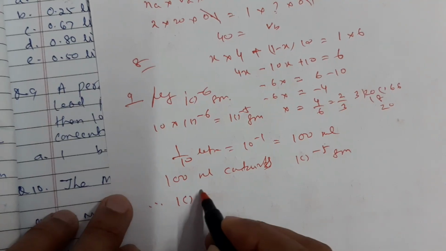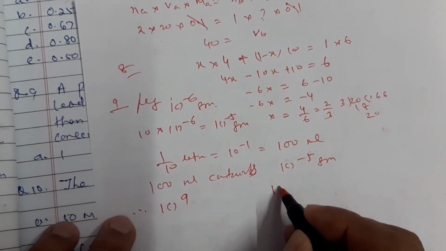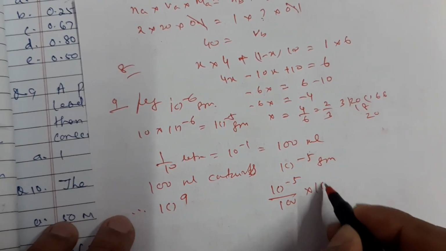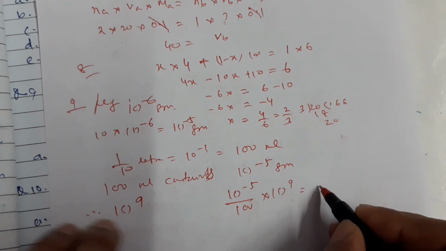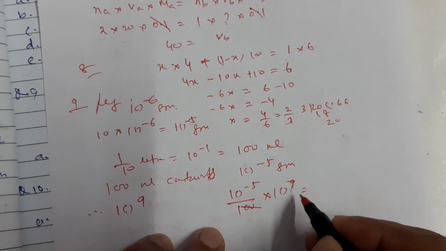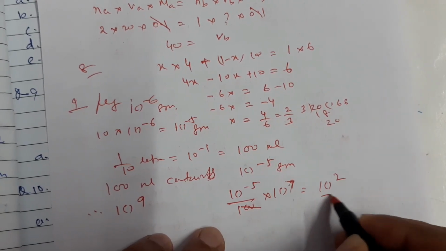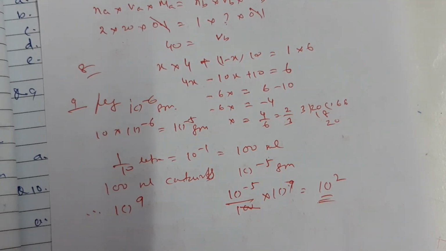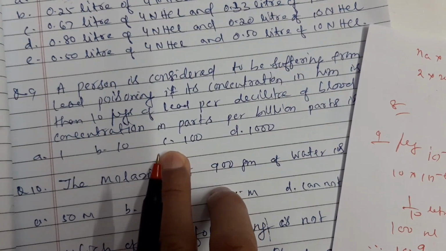Therefore 10 to the power 9, that is billion, contains 10 to the minus 5 divided by 100 multiplied by 10 to the 9. So you will get 10 to the power 2. Okay, so this much amount of lead is required. So your answer C is the correct answer.